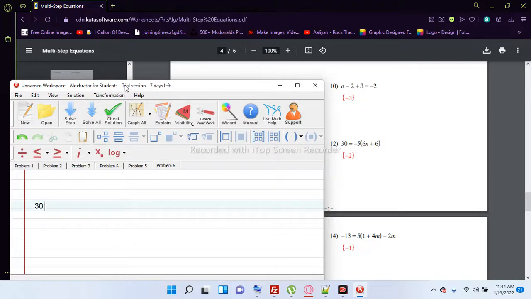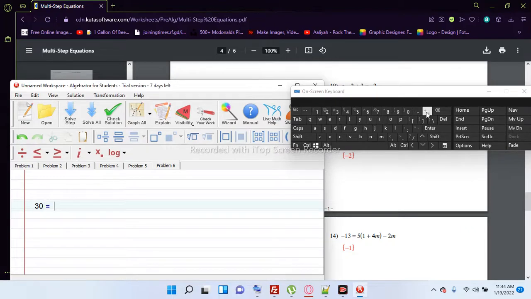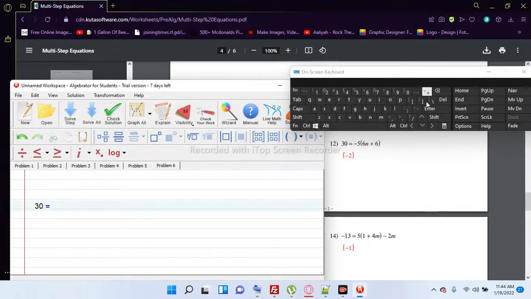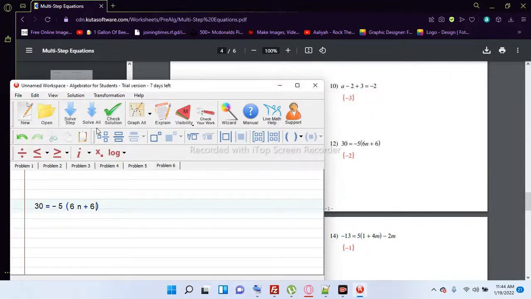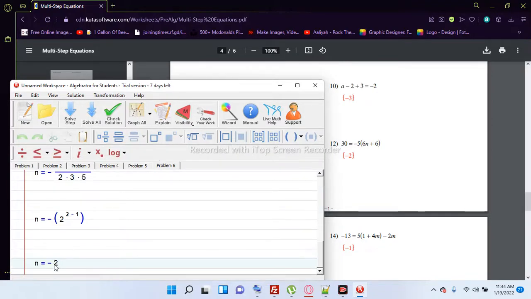30, equals, slide it up, 30 equals a negative 5, a negative 5, parentheses, so we shift parentheses, 6n plus 6. Shift plus 6. 6n plus 6. Okay, 5. Again, solve all. Should be a negative 2. n equals negative 2.